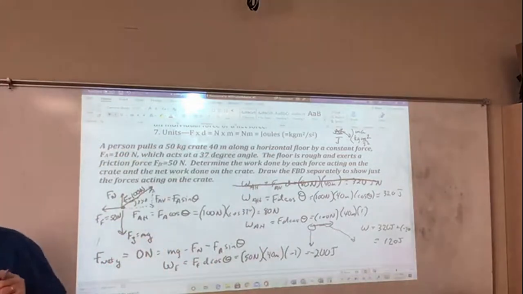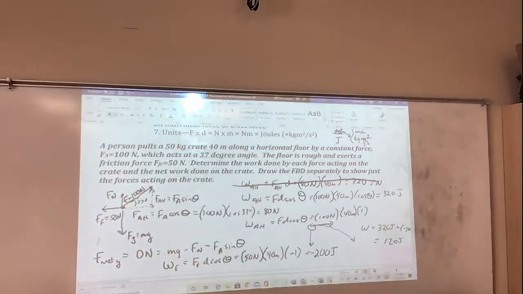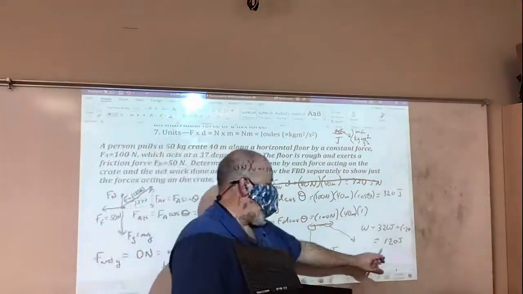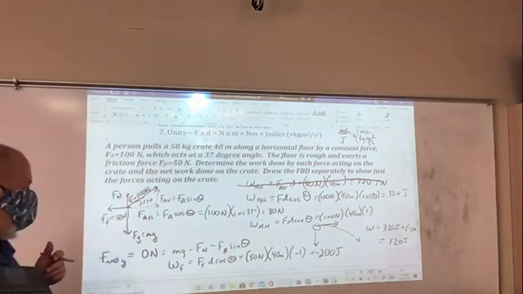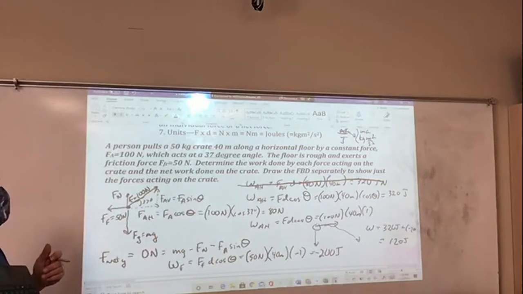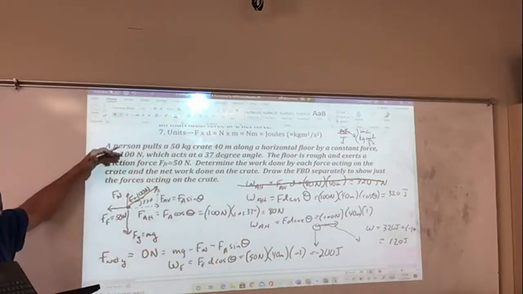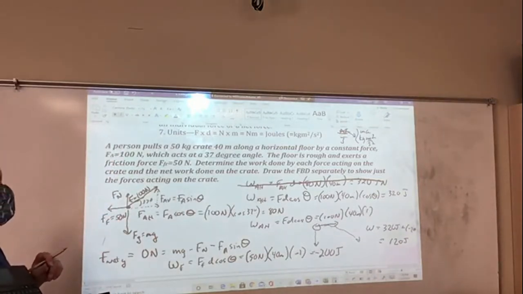What that means is that the box must be accelerating, because I have a non-zero value for the net work. So whatever applied force this is, it's going to be causing this crate to accelerate.